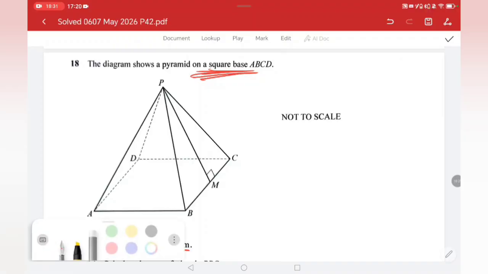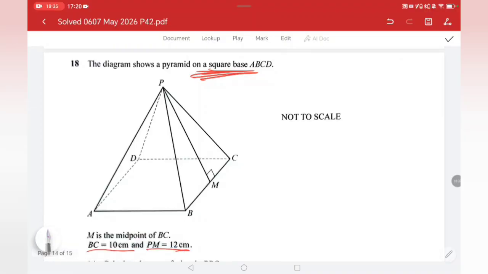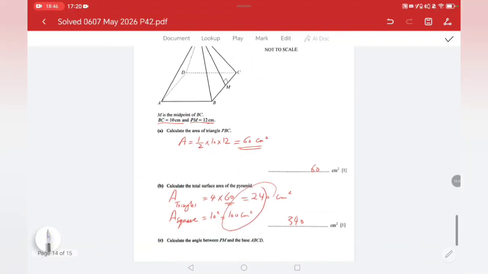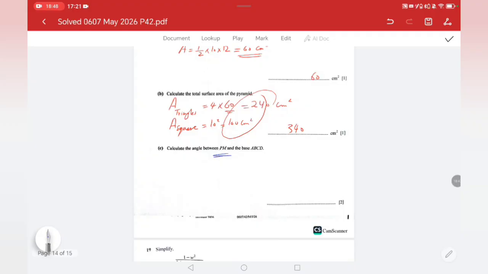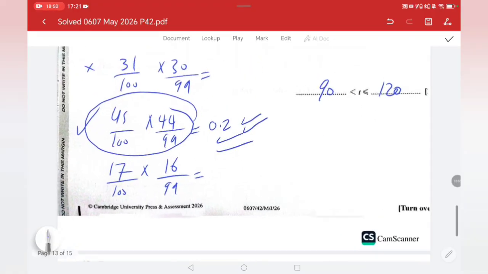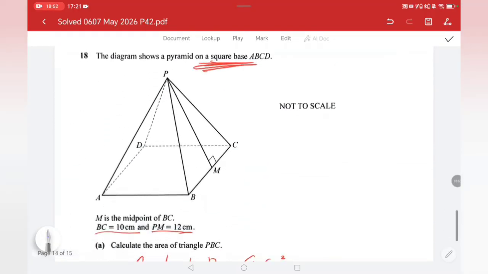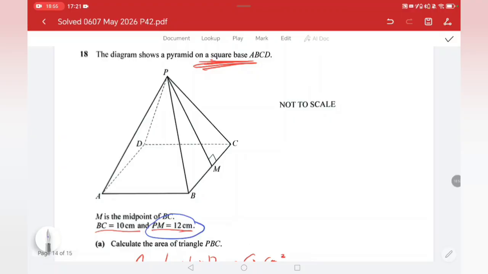So sometimes when you look at the number of points, you can guess the difficulty of the question or the length of the question. So it's just 2 points. Okay, we need the angle between the base and PM, right? This PM is given, it's 12. So this one is 12.